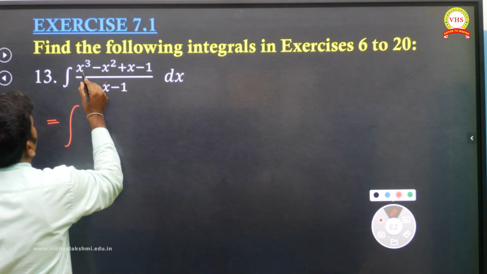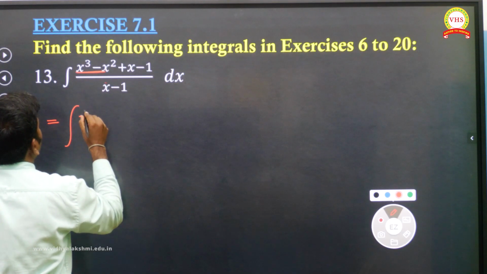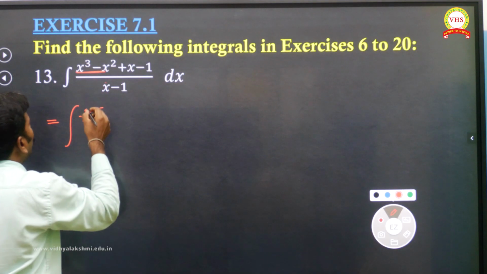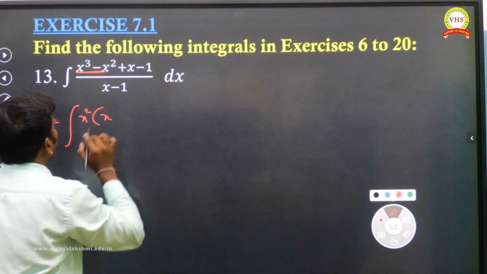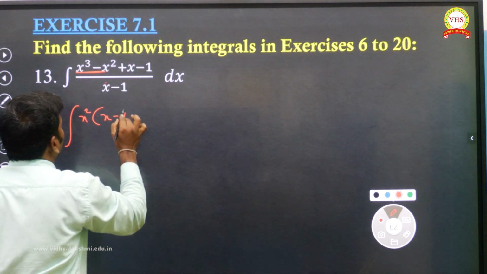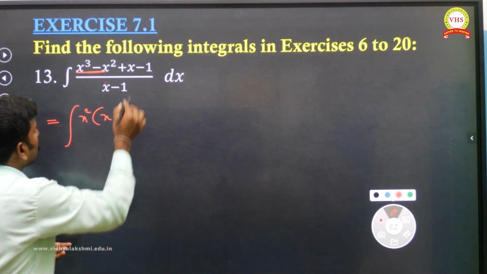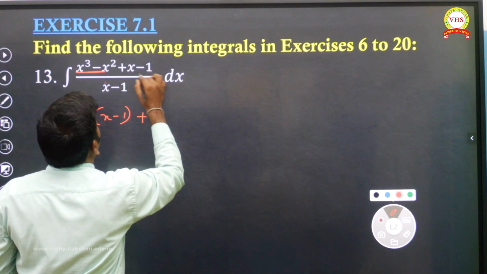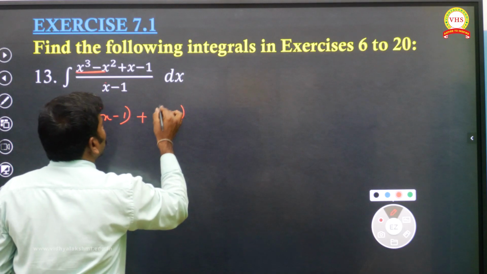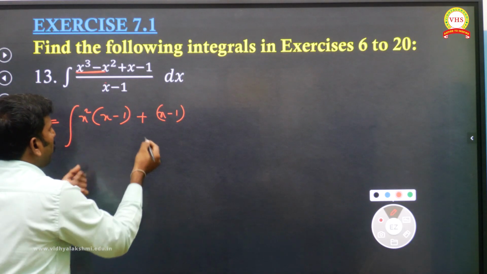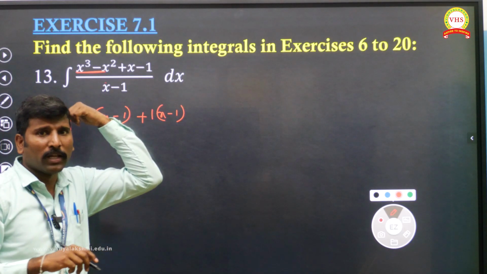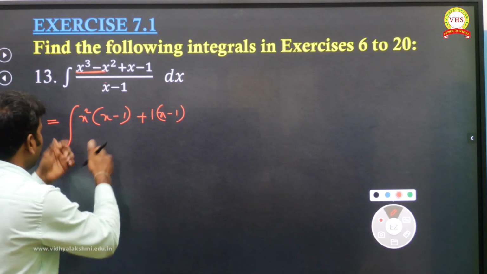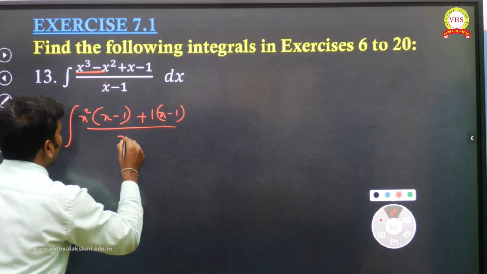Here, from these two terms, you can take x square outside. From x cube, if you take x square, x will remain. X square fully I have taken, then minus 1. Next, x minus 1 I need as it is, so don't do anything. X minus 1 will be as it is. The 1 never disturbs our step. And the denominator is x minus 1.